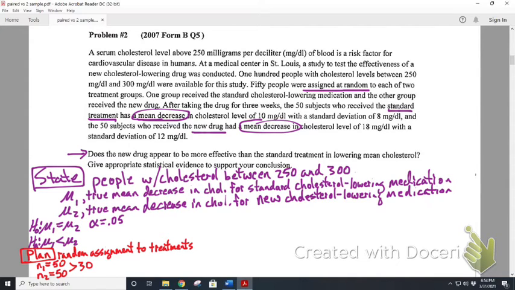Usually it's one of those 2 scenarios. Either it's big enough, it's over 30, or they'll give you a list of data. If it is smaller than 30, then you have to make a graph and talk about it. But these are greater than 30, so we know the sampling distribution is approximately normal. All right, let's move to the do step. We checked randomness and sample size.